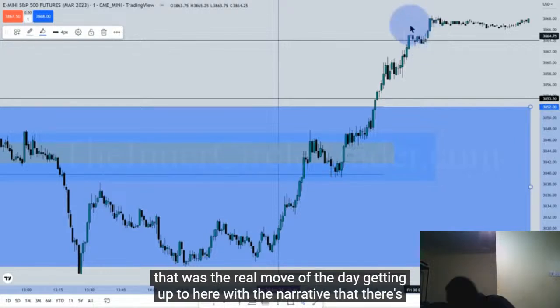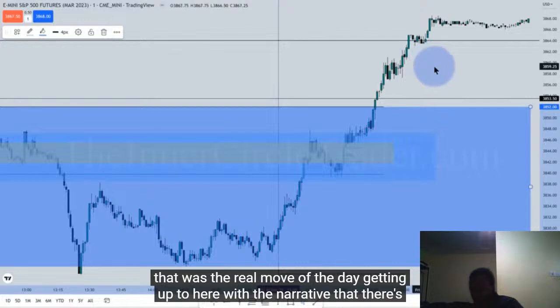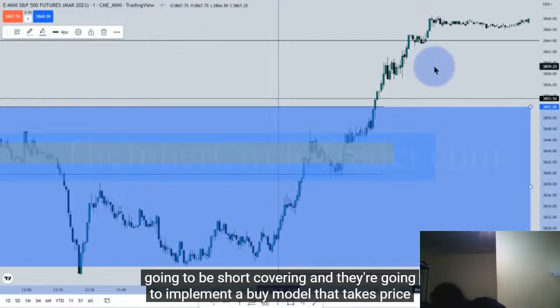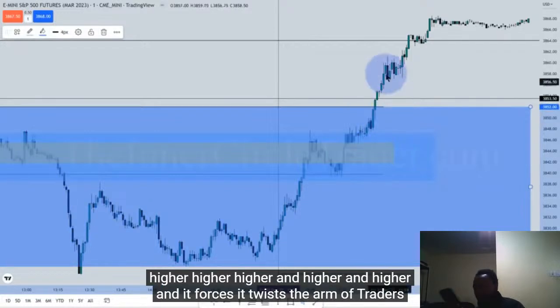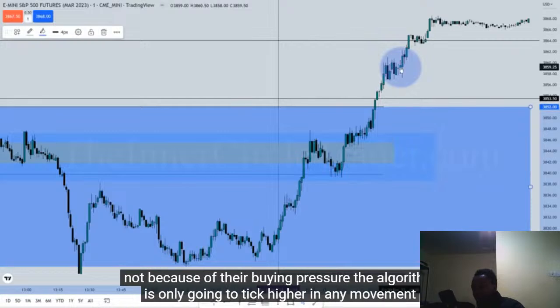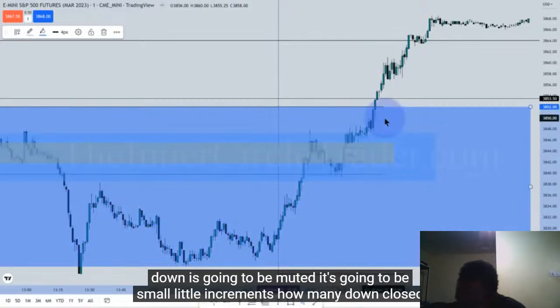Getting up to here, with the narrative that there's going to be short covering, and they're going to implement a buy model that takes price higher, and it twists the arm of traders, not because of their buying pressure. The algorithm is only a tick higher. And any movement down is going to be muted. It's going to be small little increments.